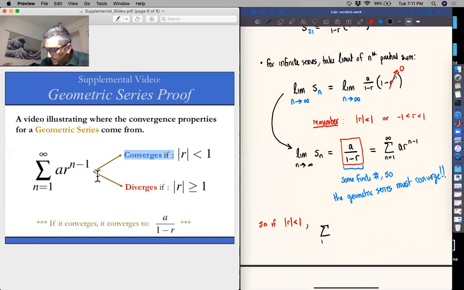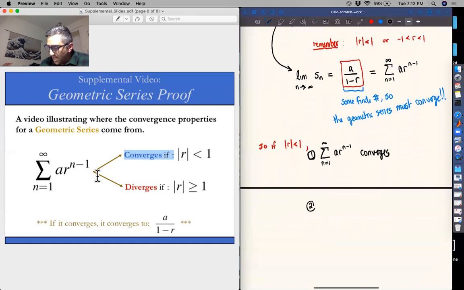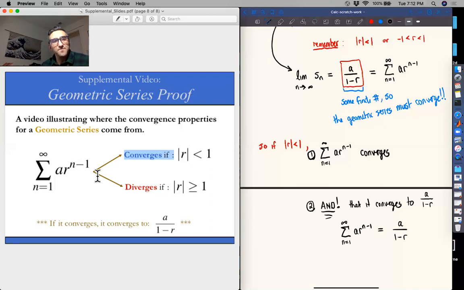And even beyond that, we get to say two things. Number one, if the absolute value of R is less than 1, we first get to say proudly that this geometric series converges. The second thing we get to say is what it converges to: it converges to A over 1 minus R. So what this really means is that the sum of that infinite amount of terms in our geometric series, as long as R is less than 1 in absolute value, is going to be equal to A over 1 minus R. And that is the proof of the convergence properties for a geometric series.